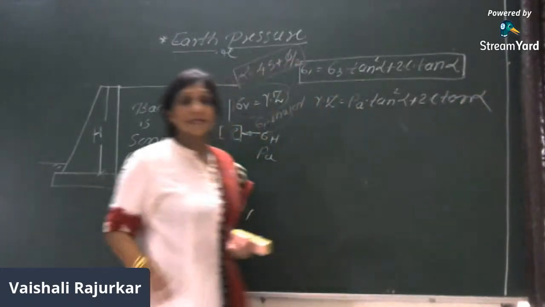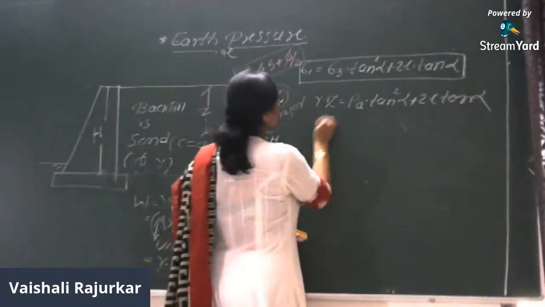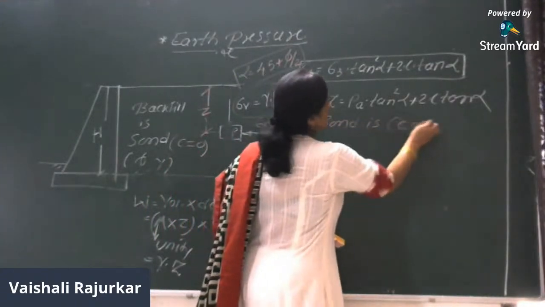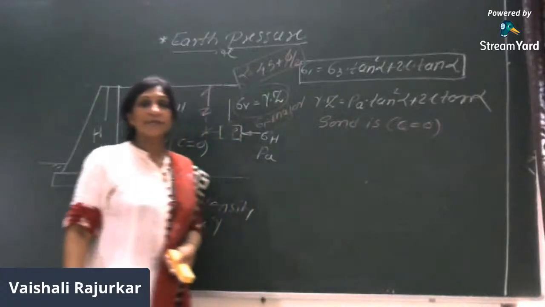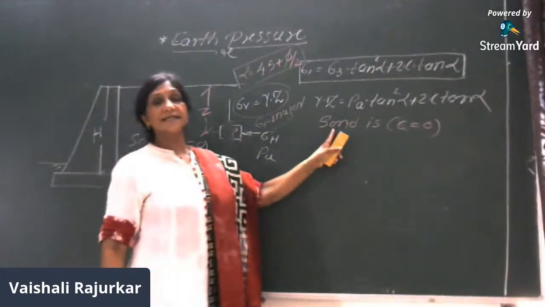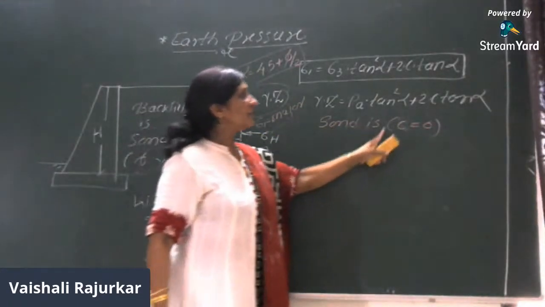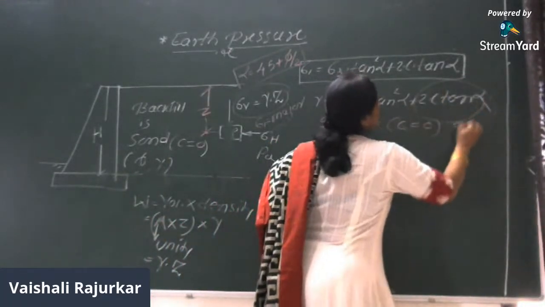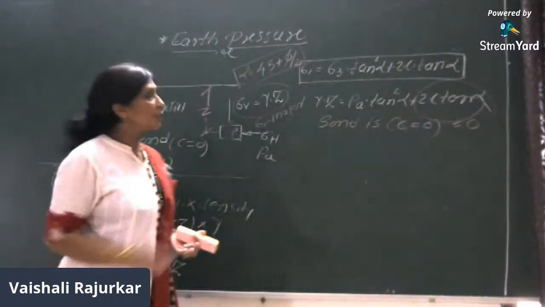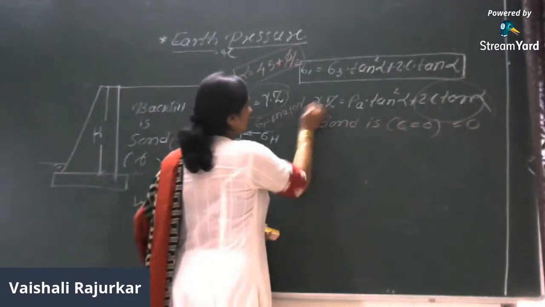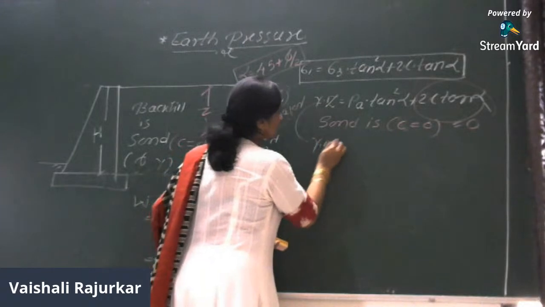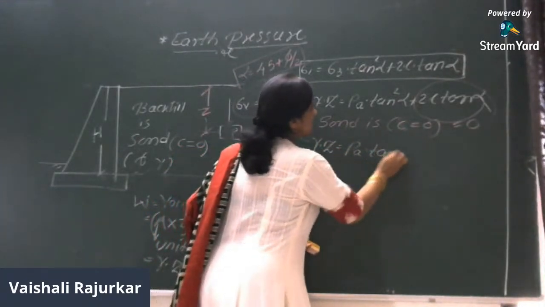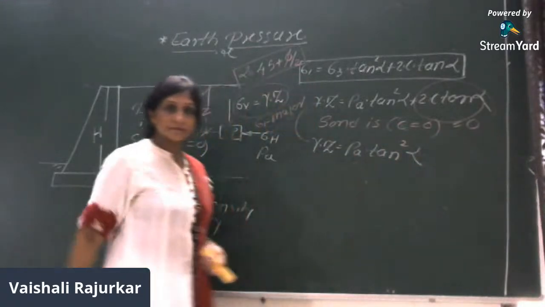Now again, as the soil is considered as a sandy soil, C is equal to 0. As we have assumed in the assumption itself, the soil is considered as sand, therefore C is equal to 0 and therefore this component is equal to 0. The same equation becomes gamma into Z is equal to PA into tan square alpha, right?